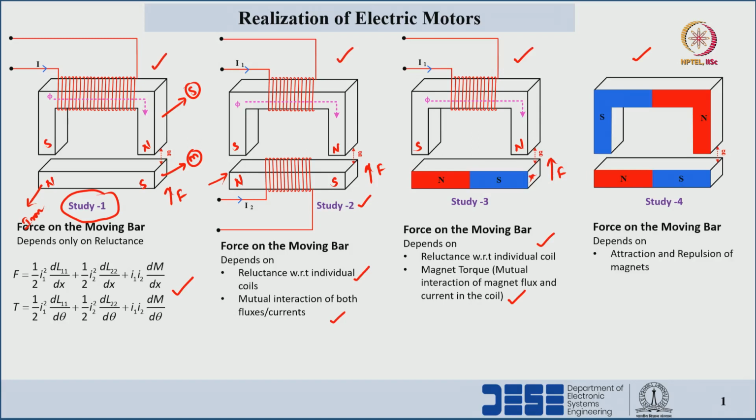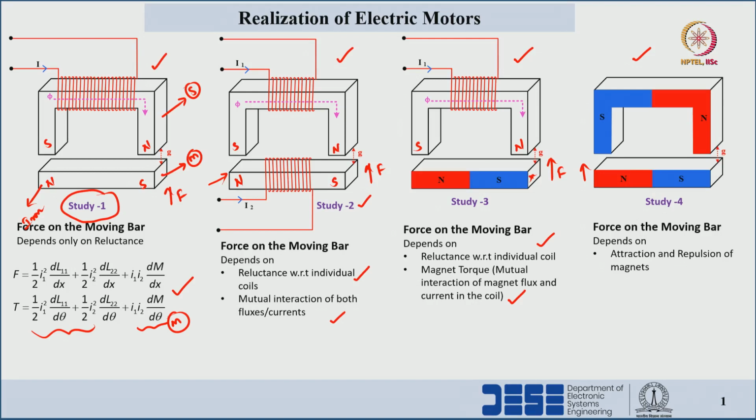In Study 4, only the attraction and repulsion of the permanent magnets is there, and this one will move upwards. In the torque equation we can see the first two terms are reluctance terms and the third term is the mutual torque term. So we can relate all these four studies to the reluctance as well as mutual torques. In Study 1, there is no secondary current, so the mutual torque is automatically 0 and the I2 square dL2 by d theta term is also 0, only the reluctance term will be there. In the second study, the same equation will be valid. In the third study, instead of I2 we can consider the flux with respect to the permanent magnet.